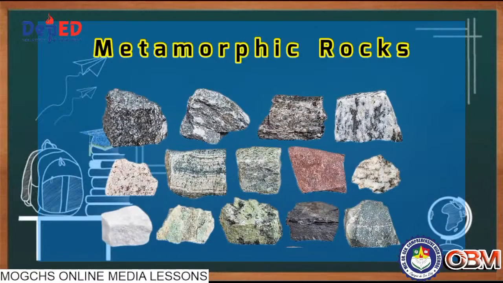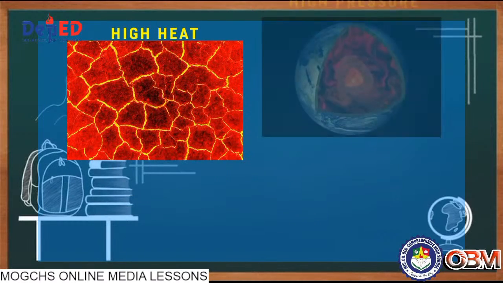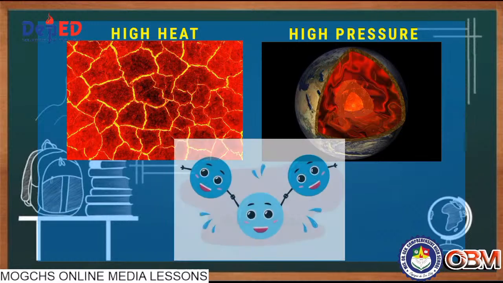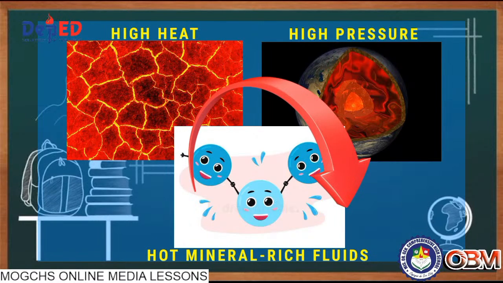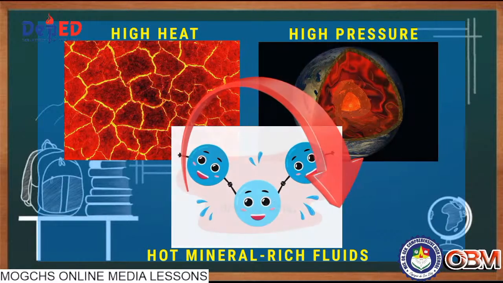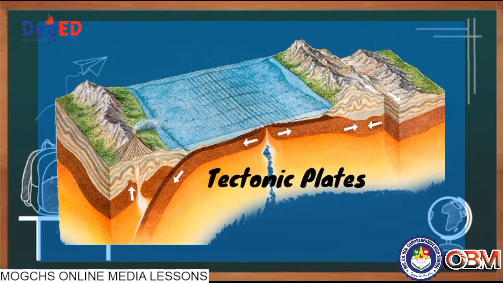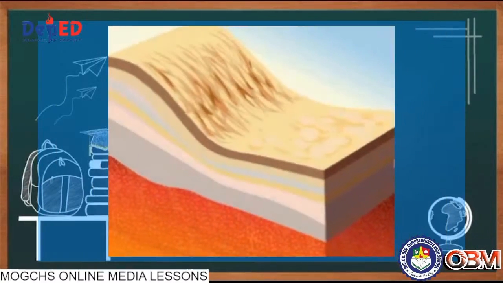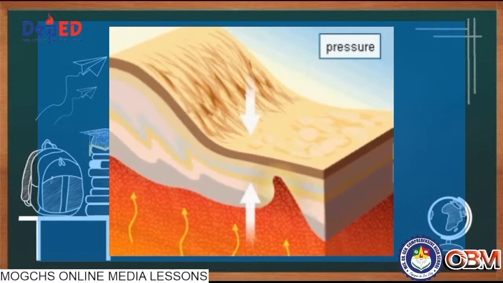Metamorphic rocks form when rocks are subjected to high heat, high pressure, hot mineral-rich fluids, or, more commonly, some combination of these factors. Conditions like these are found deep within the Earth, or where tectonic plates meet. The process of metamorphism does not melt the rocks, but instead transforms them into denser, more compact rocks.